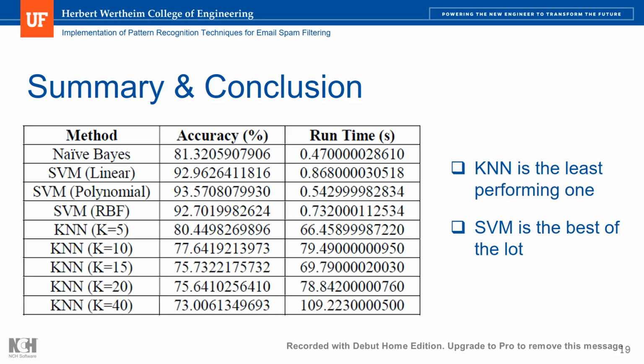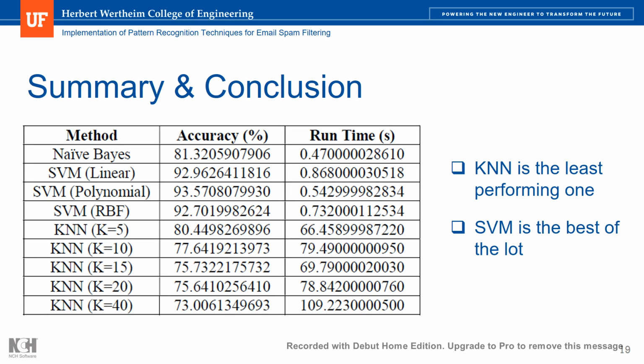Finally, let's see the summarized results and draw conclusions. All three algorithms' results are tabulated in this table. You can see very clearly that KNN, for any value of K, doesn't have that great a performance. Its runtime is more and its accuracy doesn't correspond to that runtime. So amongst the three algorithms considered, it is safe to say that KNN is the least performing one in terms of both accuracy and runtime.